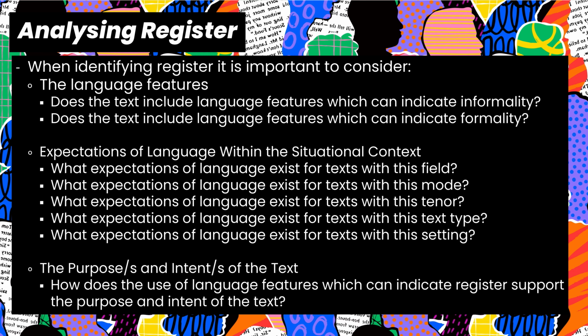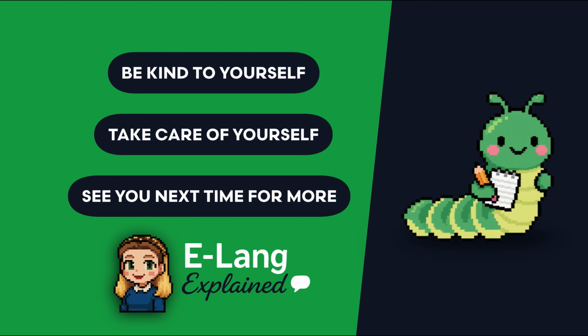And lastly, we have to consider purpose and intent and ask ourselves that critical question of how does the use of language features, which can indicate register, support the purpose and intent of the text? And of course, today we've been focused on formal language. So if we're looking at a text that has formal language features, for this question, we might be asking ourselves, how do language features in this text clarify information? How do they obfuscate or manipulate information? How do they reinforce expertise or authority? And if you'd like a refresher on any of the formal purposes and intents, make sure to check out our video on this topic.